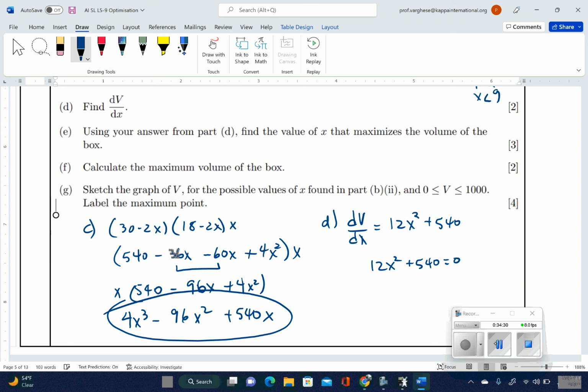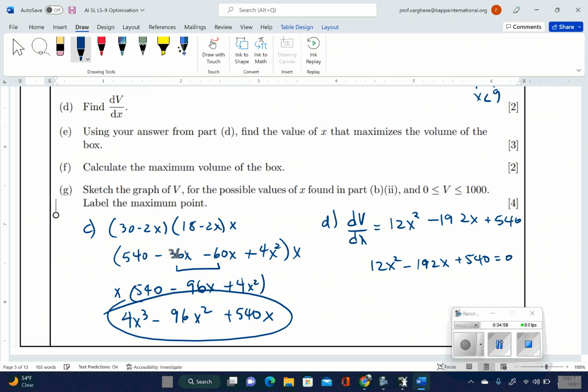Wait, I did something that I shouldn't have done. This is 12x squared. I ignore this. 2 times negative 96 is negative 192x, and then plus 540. I'm definitely going too quick. So 12x squared minus 192x plus 540, and I have to set this equal to 0.